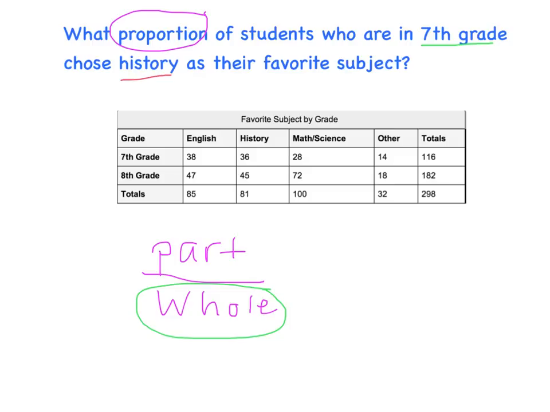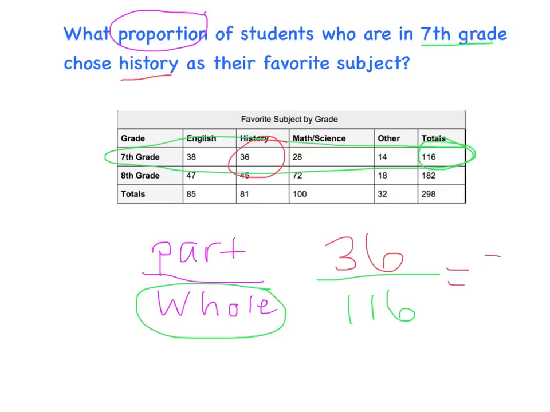So how many people are in 7th grade? Well, we're going to look at the total for the 7th grade row, which is 116. And we need to know what proportion of those chose history, what part of the 7th grade chose history as their favorite subject. And that is 36. And when we put 36 divided by 116 into our calculator, we get 0.31. Relative frequencies need to be numbers that are less than 1. If you get a number greater than 1, you need to go back and check your work.